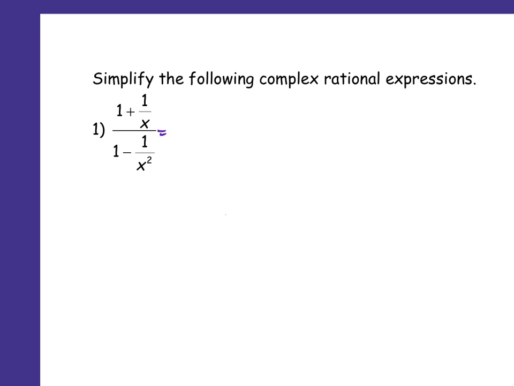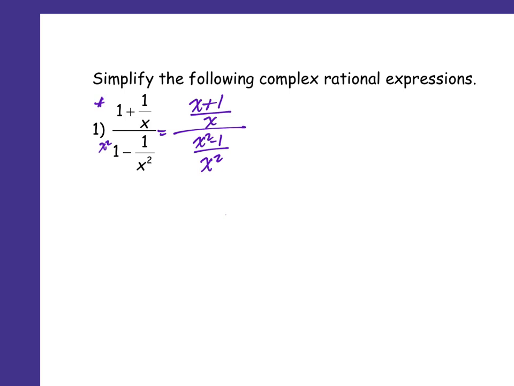So I want to take care of the top. I'm just going to look at the top first, and I want my common denominator, which I know my common denominator in the top should be x. And so that should become x plus 1. And then in the bottom, my common denominator should be x squared. So I'm going to multiply by x squared over here. So that should be x squared minus 1. Okay, are we okay so far? Any questions on that one?